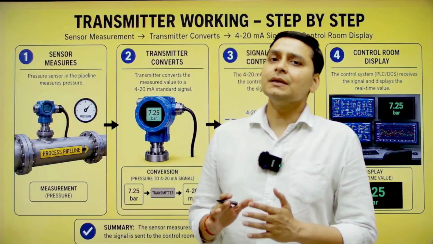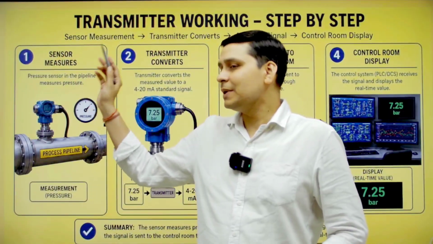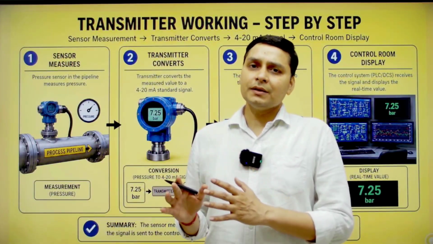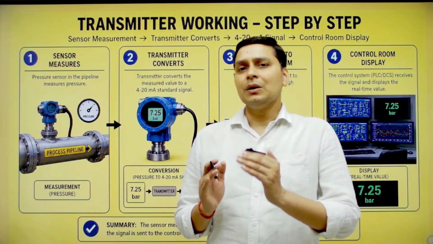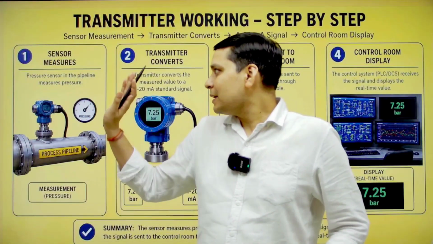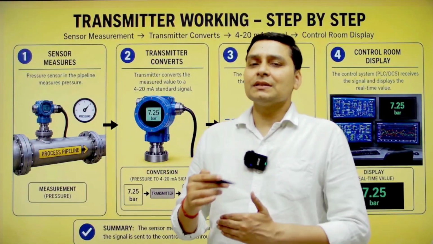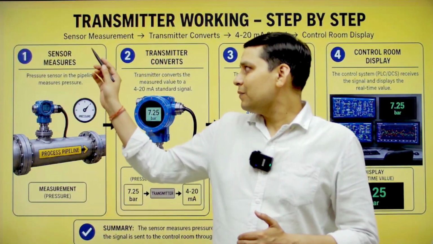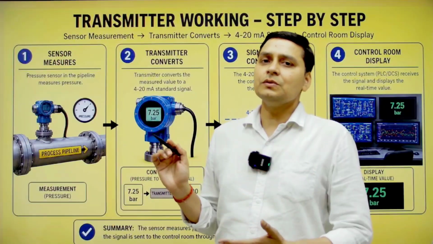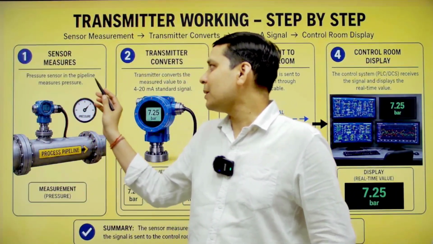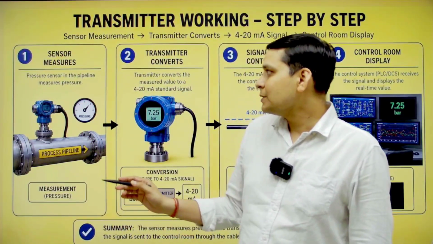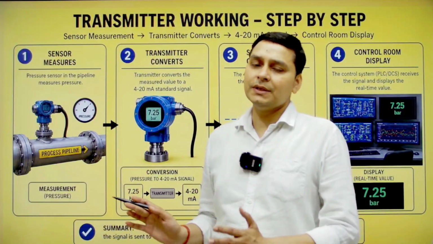In transmitter working, the first step is sensor measurement. If we are using any transmitter, we will use a sensor along with that. A sensor is an instrument that measures that quantity. Here we are measuring the pressure, so we will use a pressure sensor. The pressure sensor in the pipeline measures pressure, so the sensor is used for measurement purposes.